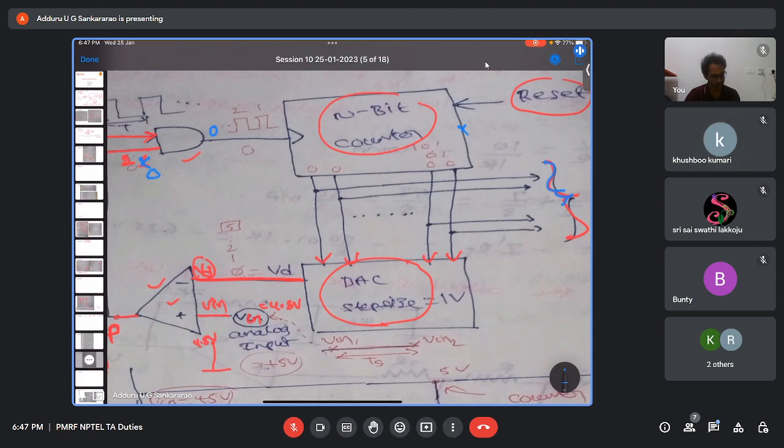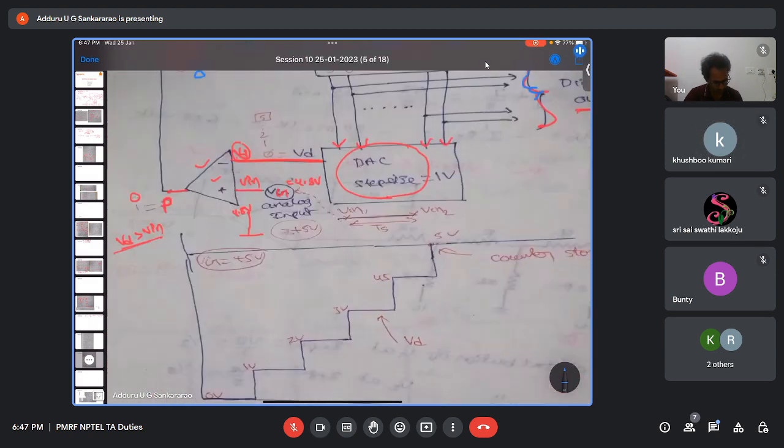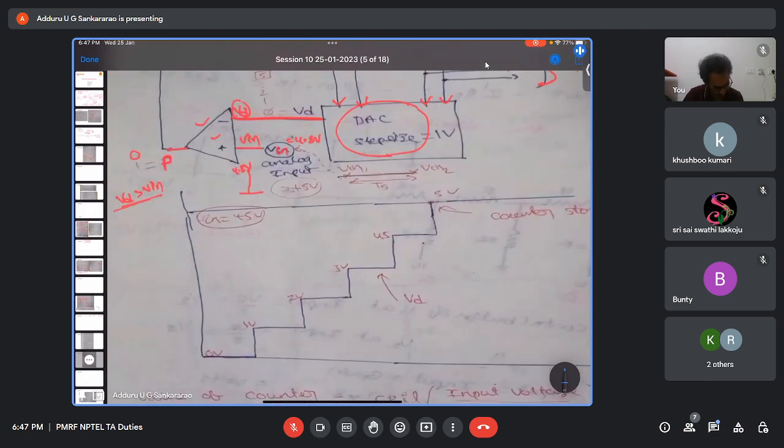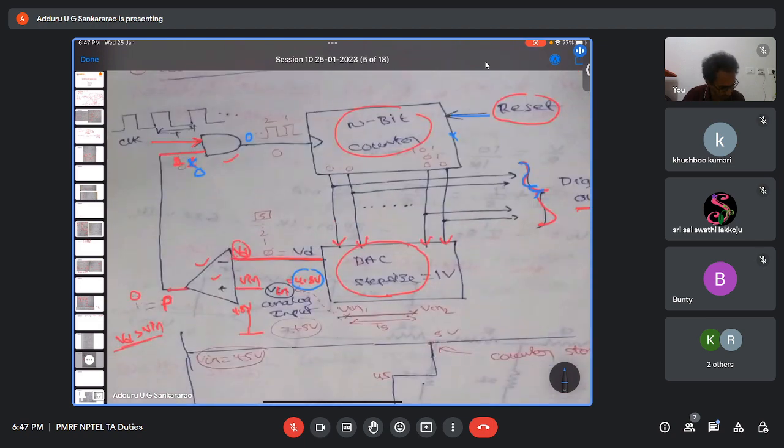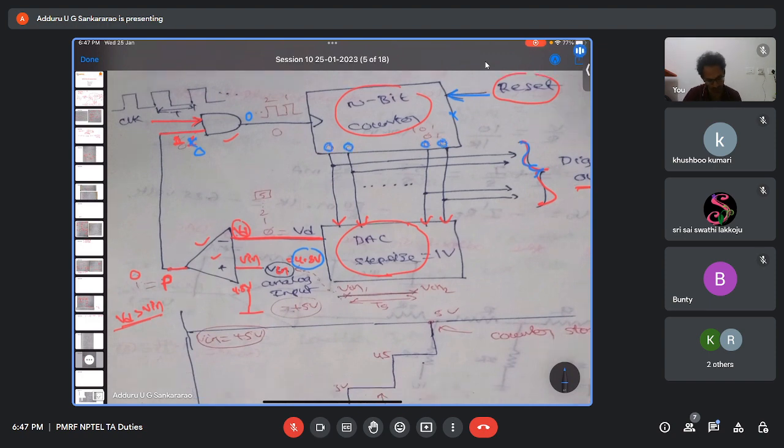Fine. So this is about a counter type DAC. Let me take an example. I said Vin is 4.8 volts. Initially, I reset the counter. First, what you do, you will reset the counter and you will start. You have reset the counter. The counter input is 0. The counter output is 0, 0, 0, 0.